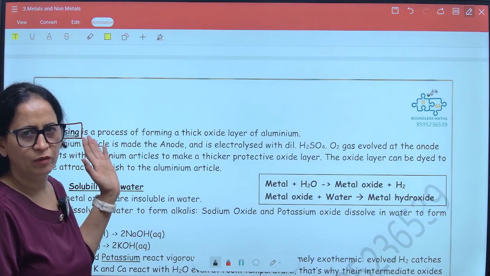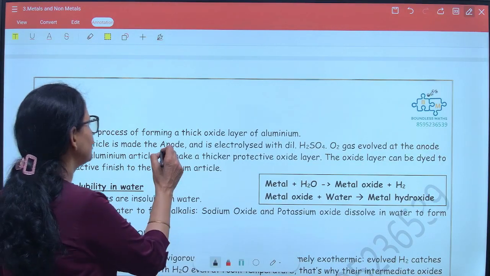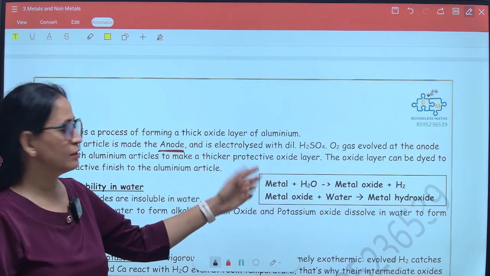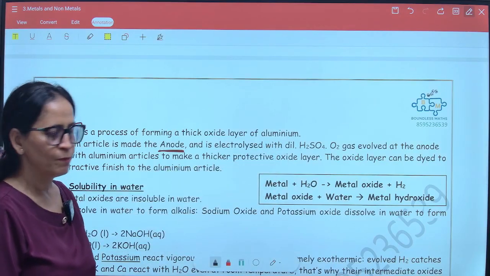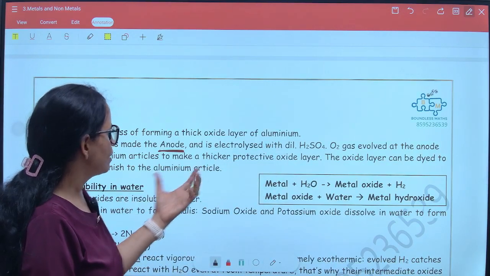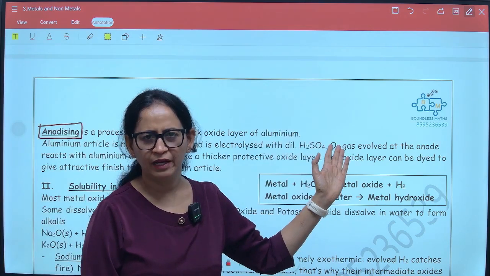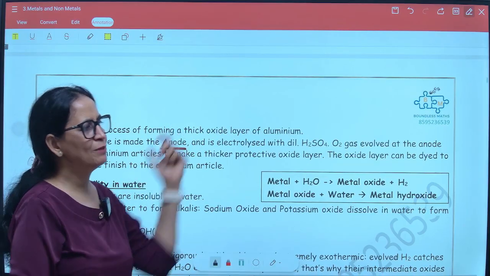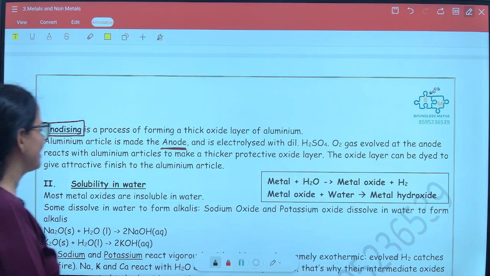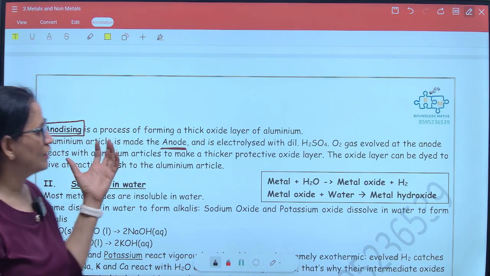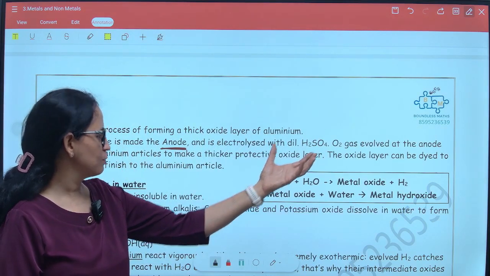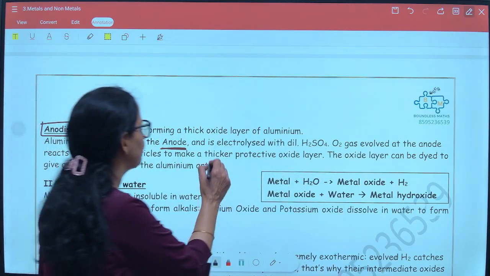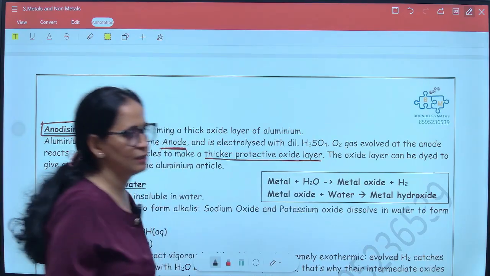What do we mean by anodized? They are connected to the anode and they are electrolyzed with dilute sulfuric acid. When they are electrolyzed, oxygen gas is evolved at the anode and it reacts with the aluminium article. So aluminium plus oxygen becomes aluminium oxide. The oxygen gas released at the anode reacts with the aluminium article and makes a thick protective oxide layer on that article.